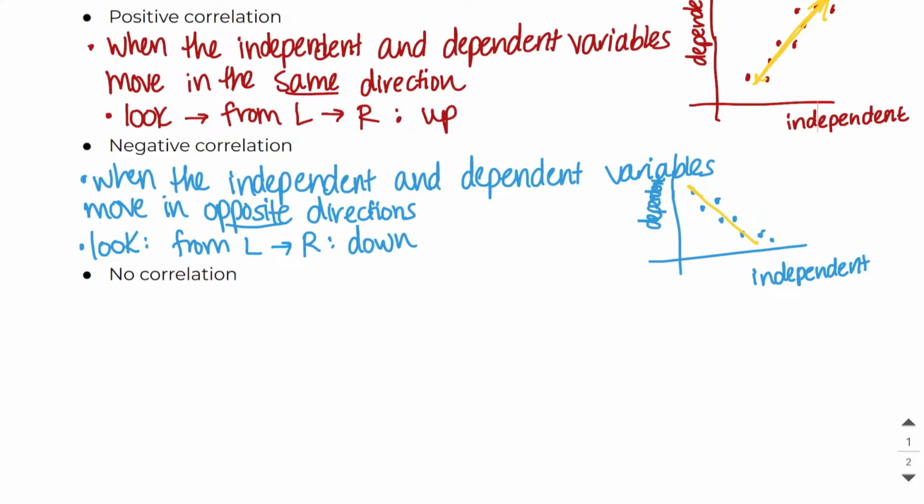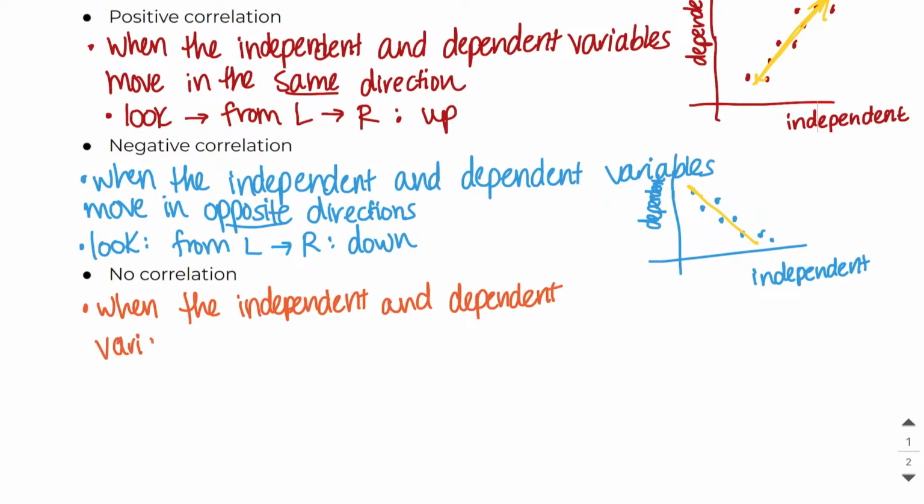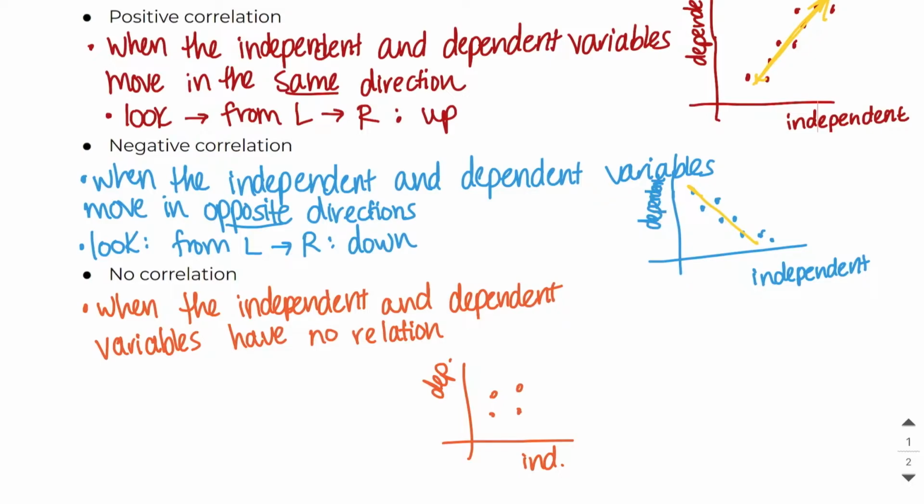Okay, and then the last type of situation we're going to look at is a situation where there's no correlation. And this happens when the independent and the dependent variables have no relation. So again, we're going to put independent on the x-axis, we'll put dependent on the y-axis, and it's not generally going up like it is here. It's not generally going down like it is here. It's just super random.